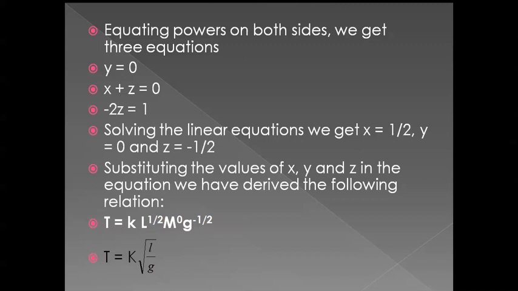You will get L power 1 by 2, M power 0. M power 0 is nothing but it is eliminated. See, the time period does not depend on mass. It only depends on length and acceleration due to gravity. So we can write this equation as T equal to k under root L by g. This is the equation of time period of a simple pendulum.